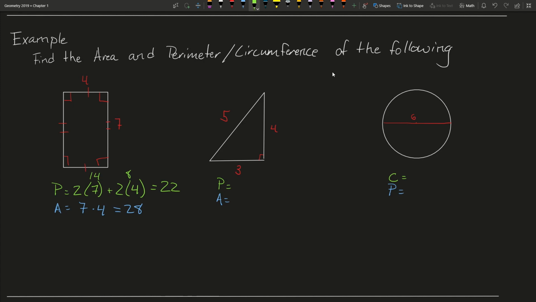In the second figure, the triangle, to find the perimeter, we just add up these sides. So we have 3 plus 4 plus 5, which is equal to 12. To find the area, we take 1/2 times the base, which in this case is 3, times the height, which in this case is 4. So 3 times 4 is 12, and 1/2 of 12 is 6.